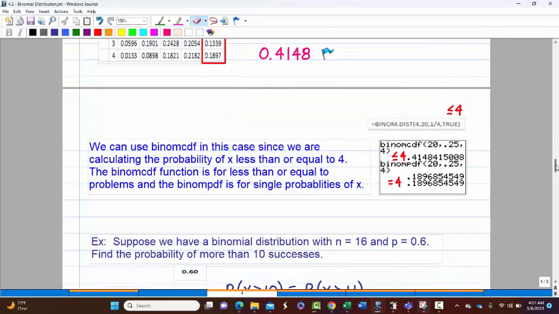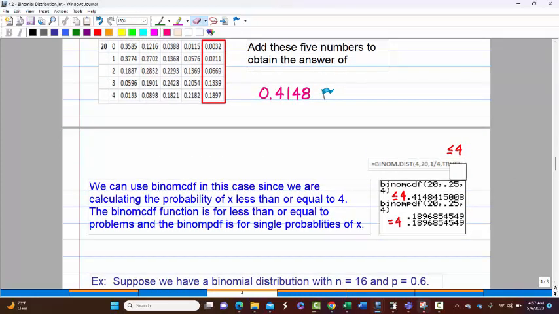I'm not going to retype this one in there, even though it doesn't have the answer next to it, but the command is correct. I'm using binom.dist. I'm using 4, 20, 1/4, but I'm using the true. The true means it will add up less than or equal to 4.